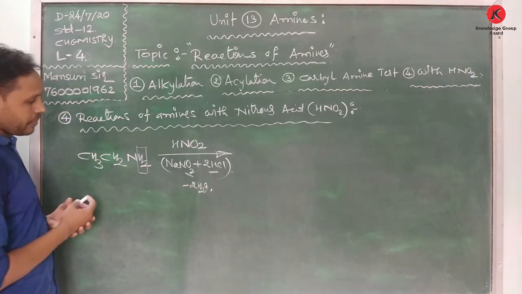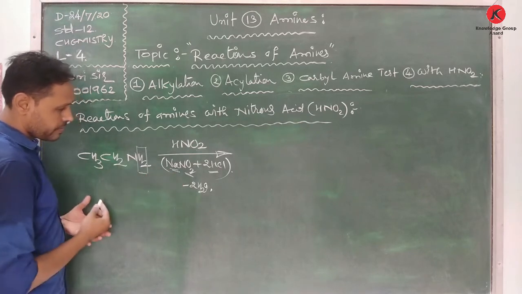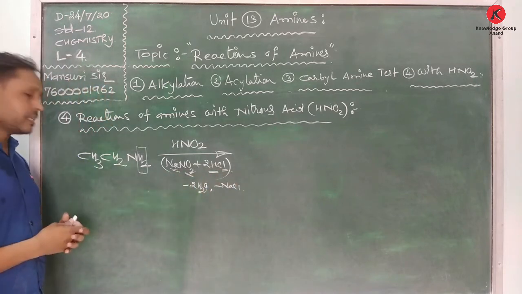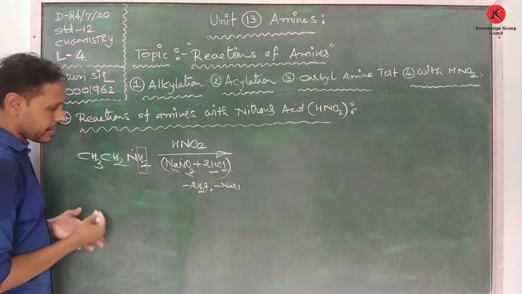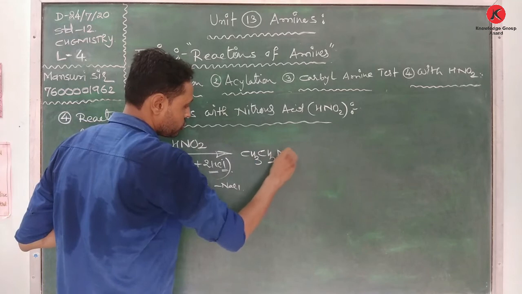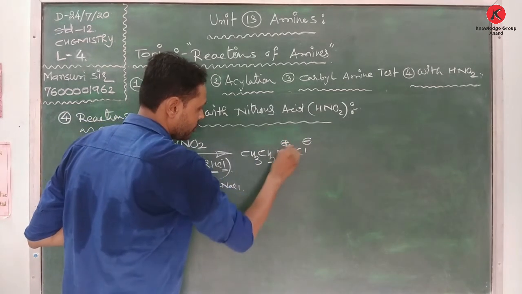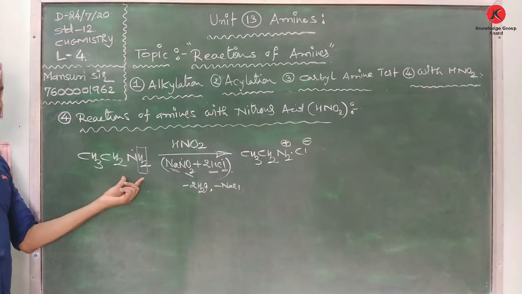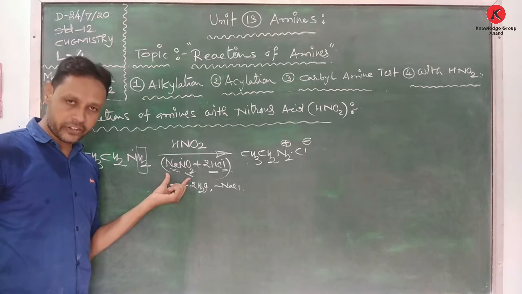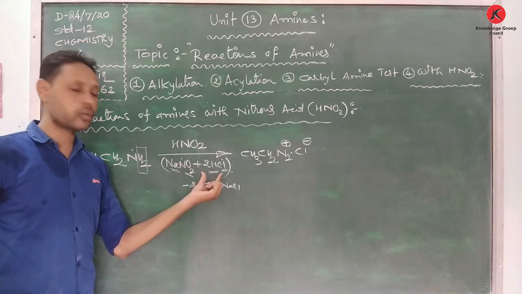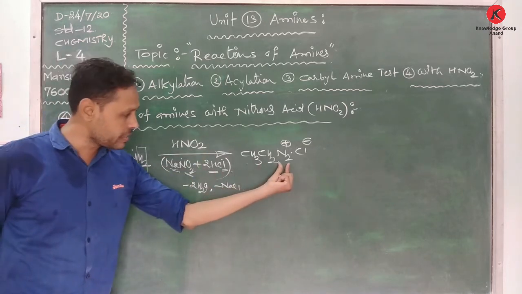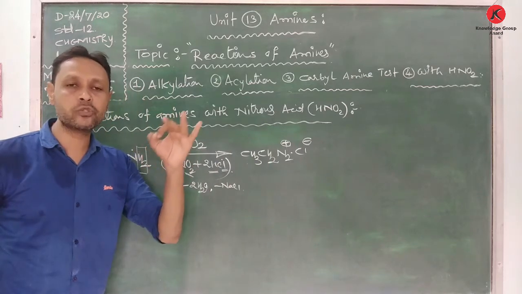Thereafter, now what will happen? One sodium and one chlorine will be removed, NaCl will be removed. So what is the remaining part? The other Cl remains, so CH3CH2N2Cl is obtained. Here ethanamine reacts with nitrous acid, the mixture of sodium nitrite and hydrochloric acid. Then what will form? Ethyl diazonium chloride. This is my diazonium salt.